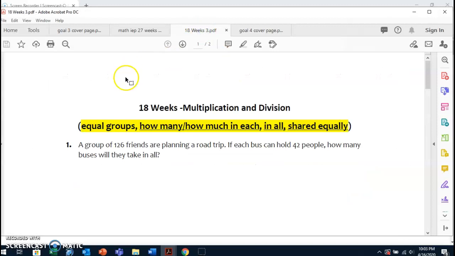So for his assignment, he's going to be working on multiplication and division, equal groups, how many, how much in each, and all, and share it equally. And your assignment, this should be your number 1. So this is it for your goal number 3 and goal number 4.